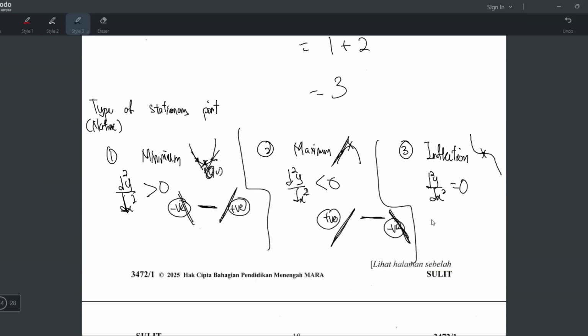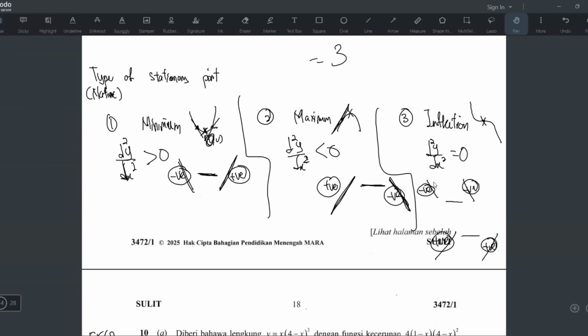For inflection, you will either get two negative or two positive. Before is negative, negative, or it can be both positive also. This is also called the inflection point.